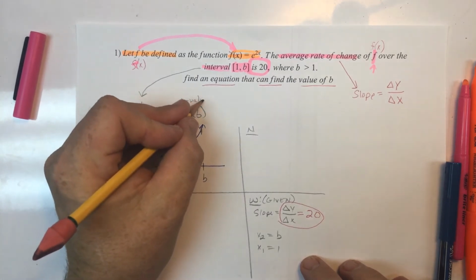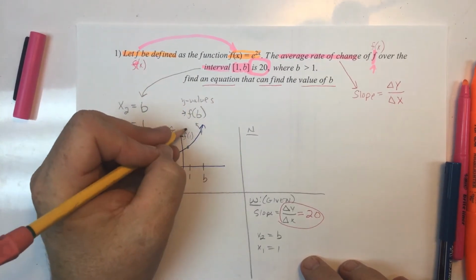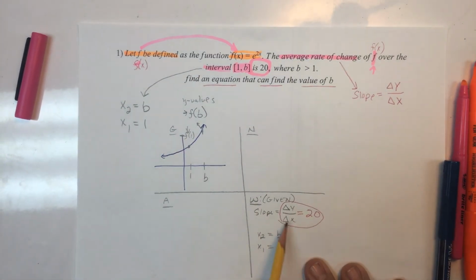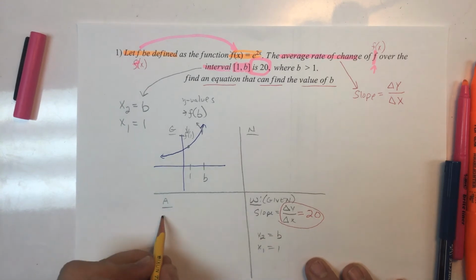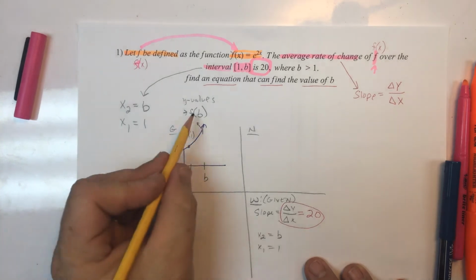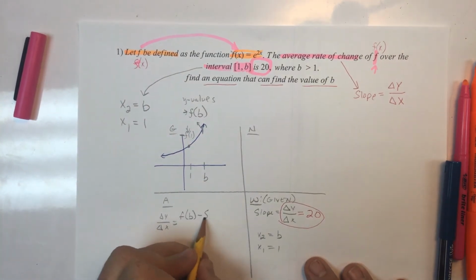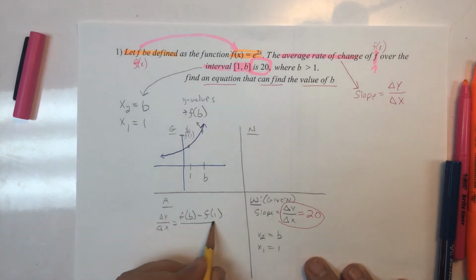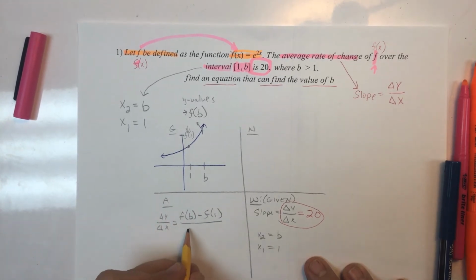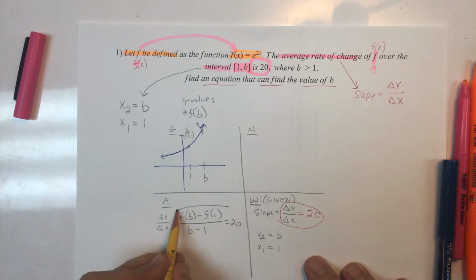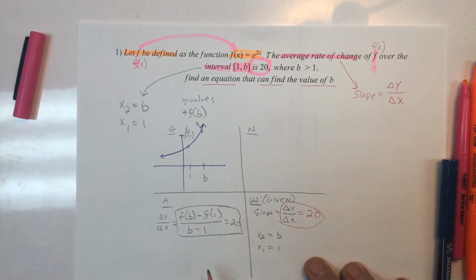So if I take my y values and I take my x values and I plug them into this equation I'm given here, I get a change in y over a change in x is equal to y2 minus y1 all over x2 minus x1, and we know that is equal to 20. So my equation is right here.